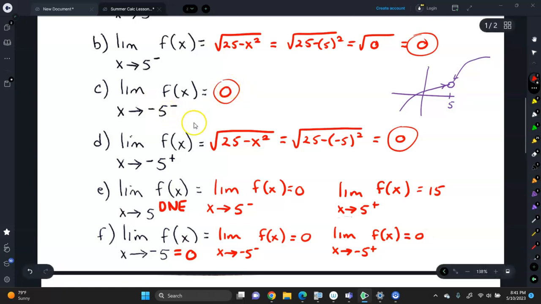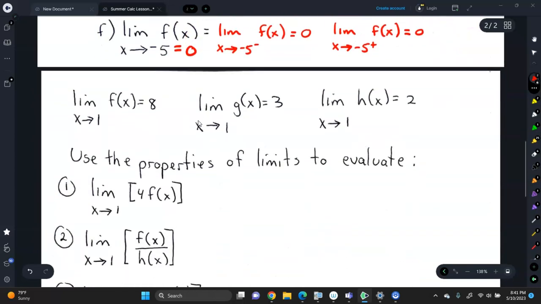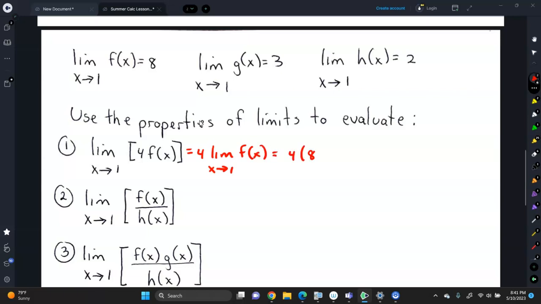All right, let's move on to the next page. So here, number 1, we've got the limit as x approaches 1 of 4 times f of x. Well, that's the same thing as 4 times the limit as x approaches 1 of f of x, which equals 4 times 8, which is 32.